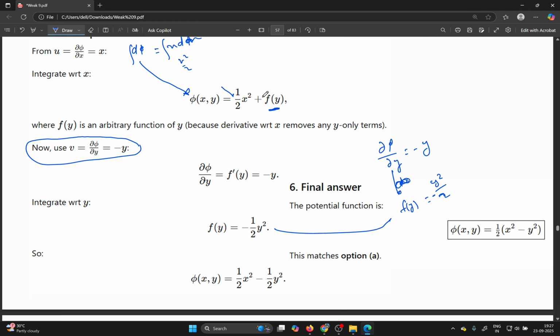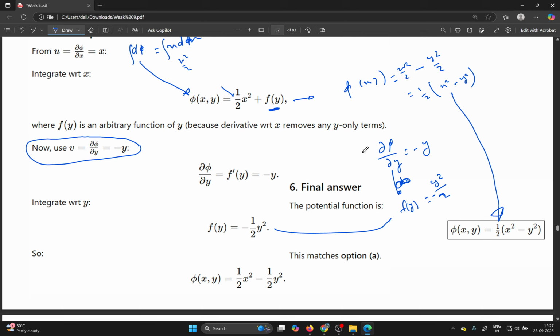So you can put very easily here in the first equation, phi(x, y) is equal to x square by 2, which is already there, and then you get f(y) is nothing but minus y square by 2. So you can just take a common, and x square minus y square, finally this is your potential function.